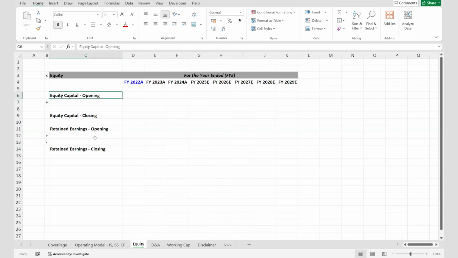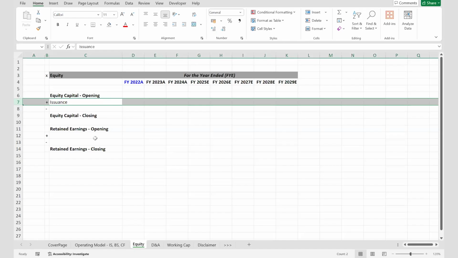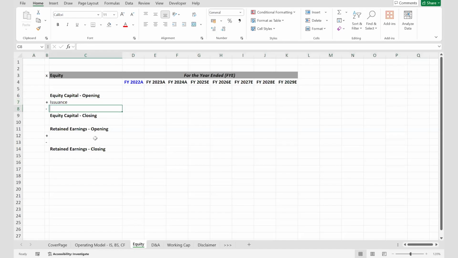So can someone tell me, in between the opening and closing of equity, like the capital that you have, equity capital, what do you think? What should you be doing plus and minus? We'll add shares issued. We'll subtract share buyback. Very good. So issuance, if you raise more capital, you will add it. That is called issuance. You're issuing the shares and getting the money from the investors. And buyback or repurchase, whatever you call it, both are the same. When you buy back your own shares from the market, your equity capital will reduce.